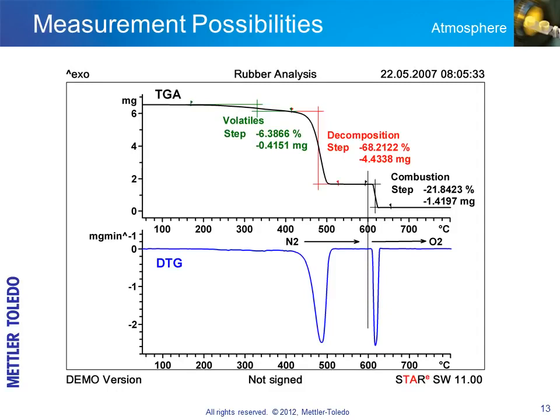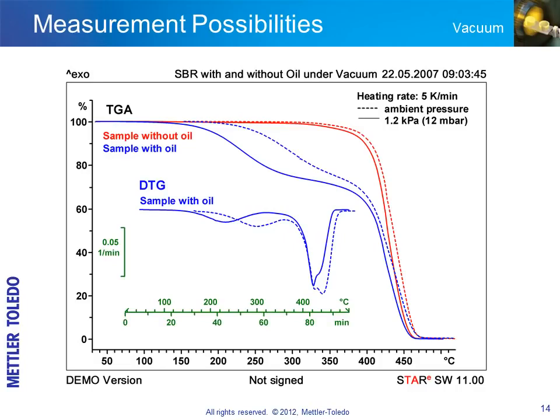The lower curve in the diagram is the DTG curve. In this case, the curve was used to set the limits for the overlapping effects of vaporization and decomposition. Now let me describe an experiment that illustrates the importance of measurements under vacuum or reduced pressure.